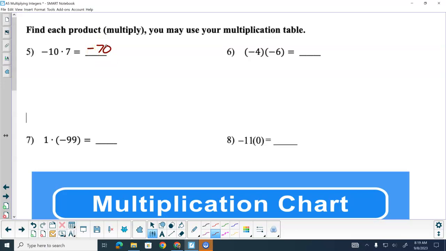Negative 4 times negative 6. One finger on 4, one finger on 6. Meet the fingers. What do we get? 24. Positive or negative? Positive, because both the signs are the same. Yeah, buddy.